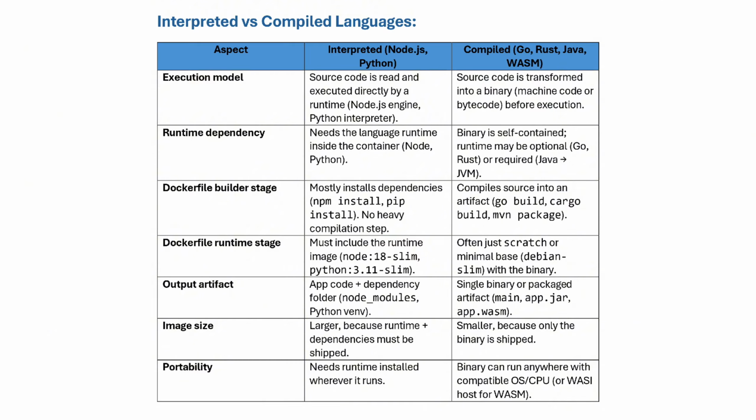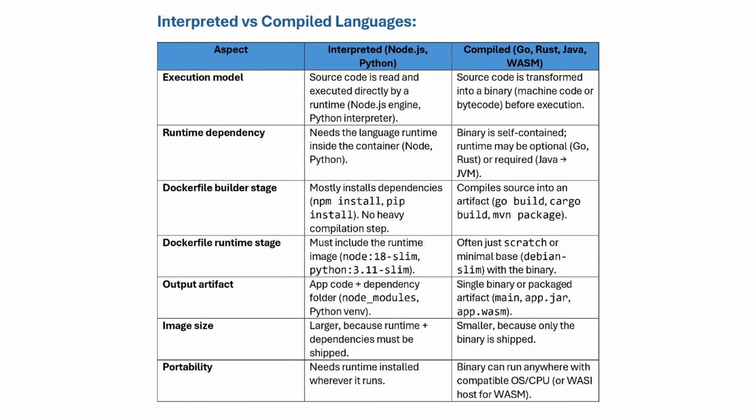Docker image output artifact. App code plus dependency folder, that is node_modules, Python env. In compiled languages, it is a single binary or package artifact, that is main, app.jar, app.wasm. This is what I've explained before. Interpreted languages have certain folders, node_modules for Node that has dependencies, Python env that has Python environments. We have those in Python and Node because they are interpreted languages, and the interpreter can understand the folders without compilation, as it understands the language of your code because the runtime must match your application's language.